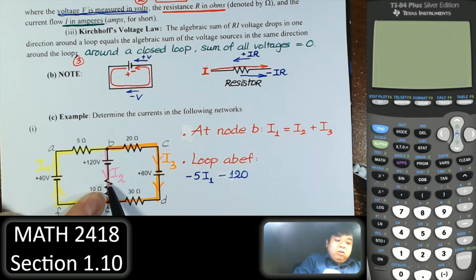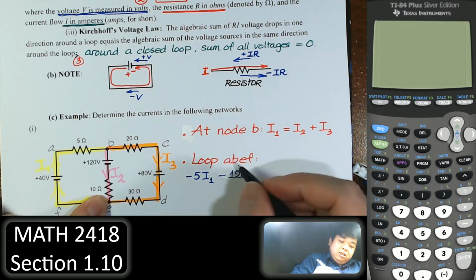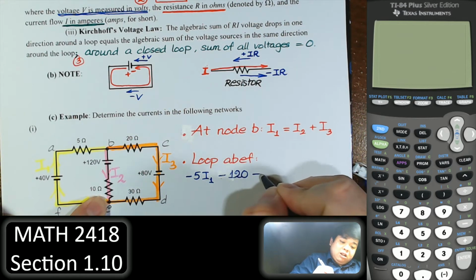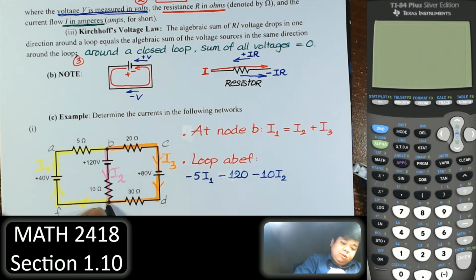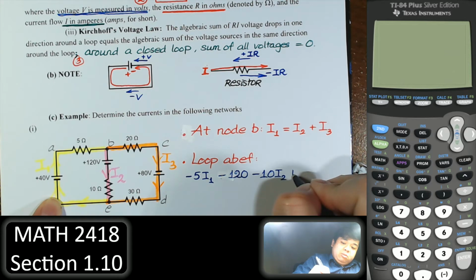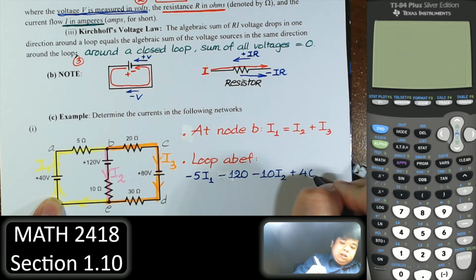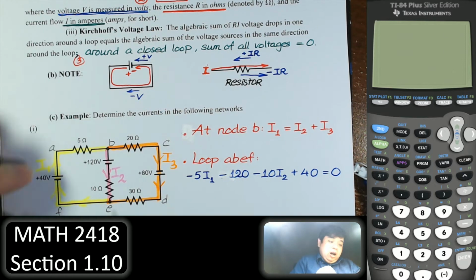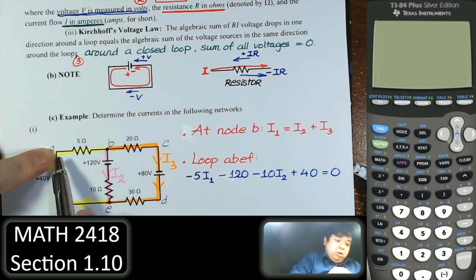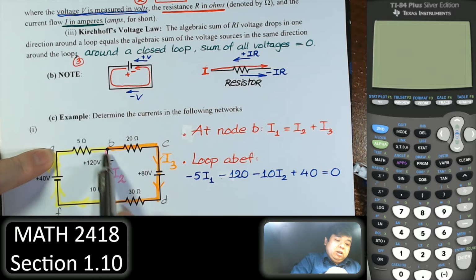Go with the current through this resistor. So with the current, that's minus 10 times I2. And then here there's nothing. And then we go with the power source, that is plus 40, and that equals 0. The sum of the voltages in a closed loop has to be 0. A, B, E, F is a closed loop, so it's going to be 0.